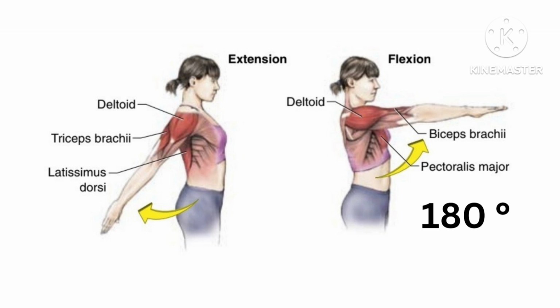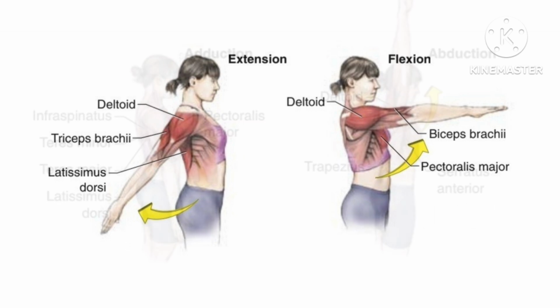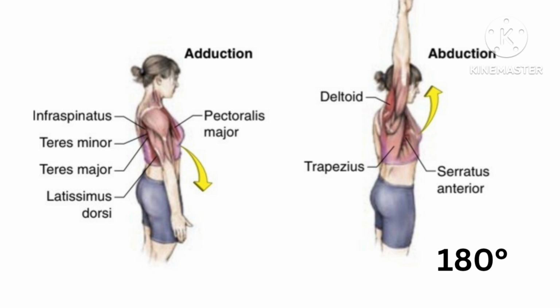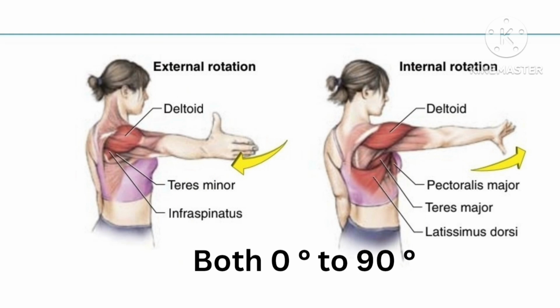Shoulder flexion is 180 degree and extension is 45 degree, and the adduction is 180 degree and abduction is also 180 degree. External rotation is 0 to 90 degree and internal rotation is also 0 to 90 degree.